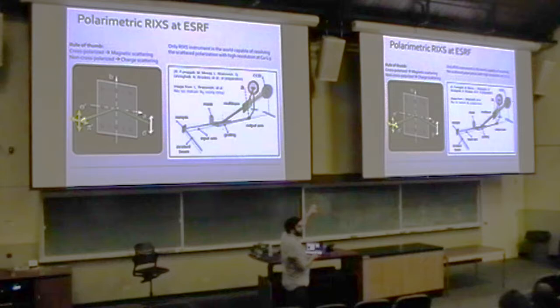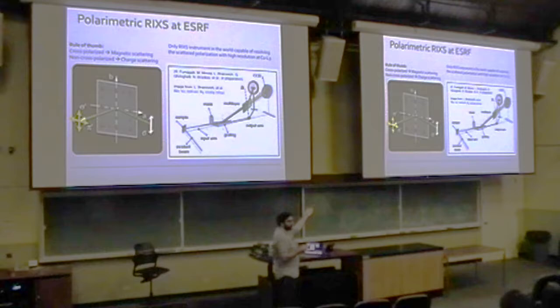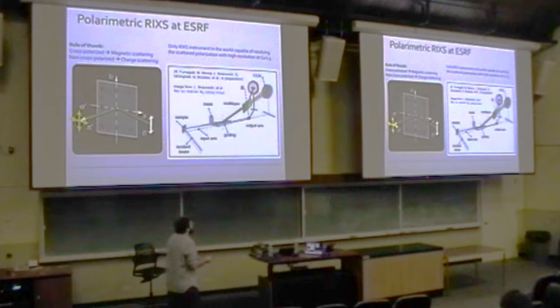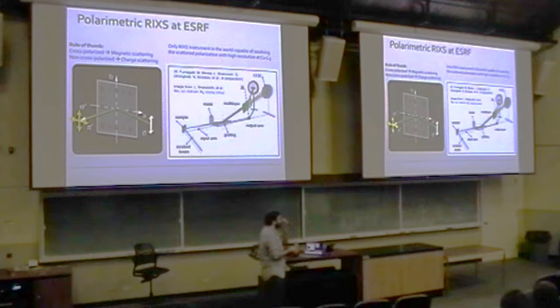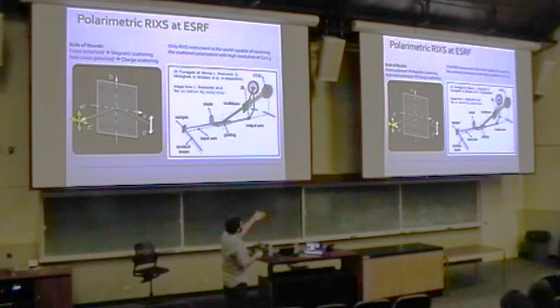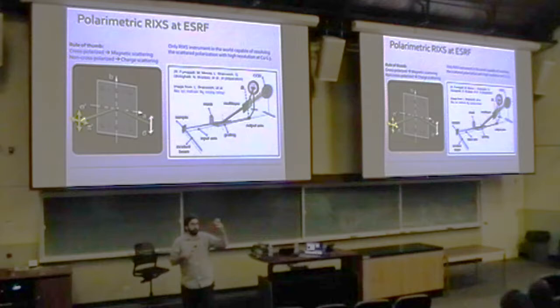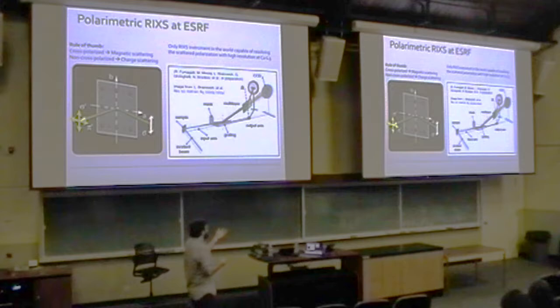But if I can now measure by letting them through or changing their ratio and measuring otherwise, I can do some linear algebra and explicitly measure only the sigma-sigma prime channel or the sigma-pi prime channel. And the rule of thumb here is the following: if you measure the non-cross channel, sigma to sigma prime, that is going to be a charge thing, and if you measure the sigma to pi prime, that's going to be a spin flip process.